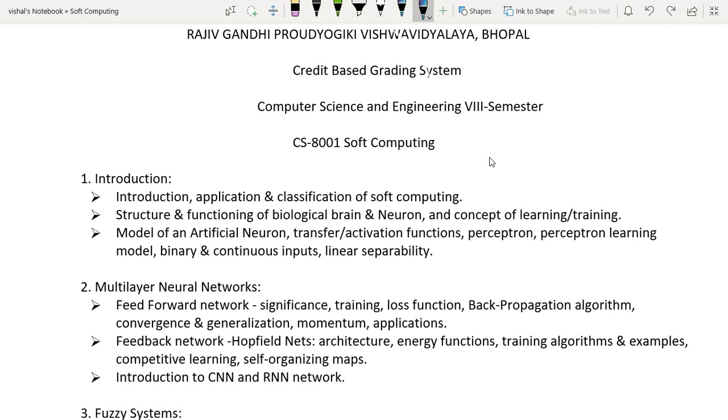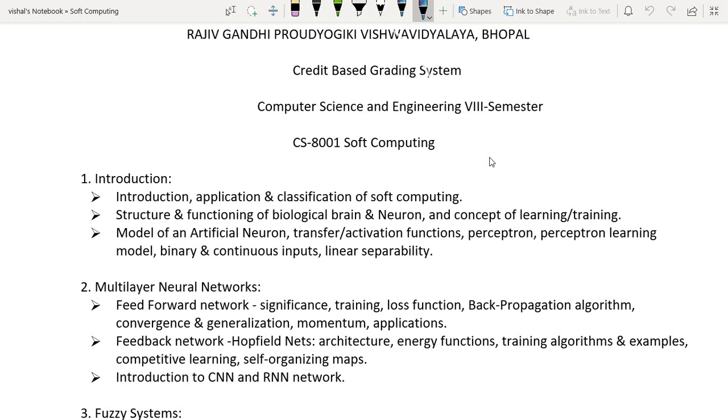In second unit, we have to talk about multi-layer neural networks. We have studied about a single layer neural network previously in our 10th semester. We had machine learning as our optional subject. If not, then no worries. We'll talk about three major topics also into this unit. First one is feed-forward network, where we have various subtopics like significance of feed-forward network, training, loss function, backpropagation algorithm, convergence and generalization, momentum and applications.